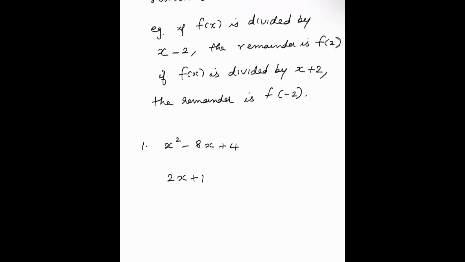Find the remainder when x square minus 8x plus 4 is divided by 2x plus 1. Polynomial is given to you and divisor is 2x plus 1. So what you need to do is, first step, equate the divisor 2x plus 1 to 0 and find the value of x. So what will be x here? Minus 1 by 2.